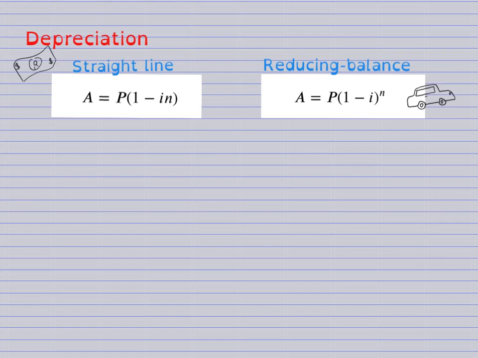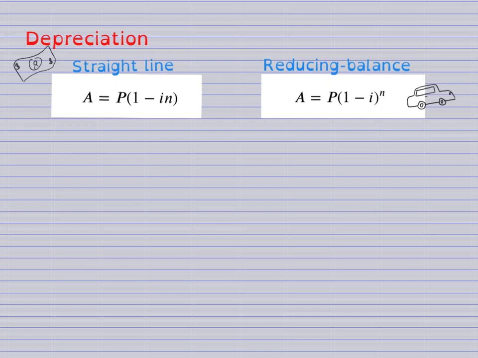So we have two different formulae that we work with to figure out depreciation on items, equipment, cars, etc. Our two different methods of depreciation: we have the straight line method, A equals P, 1 minus I times N, and reducing balance, A equals P, 1 minus I to the power of N.